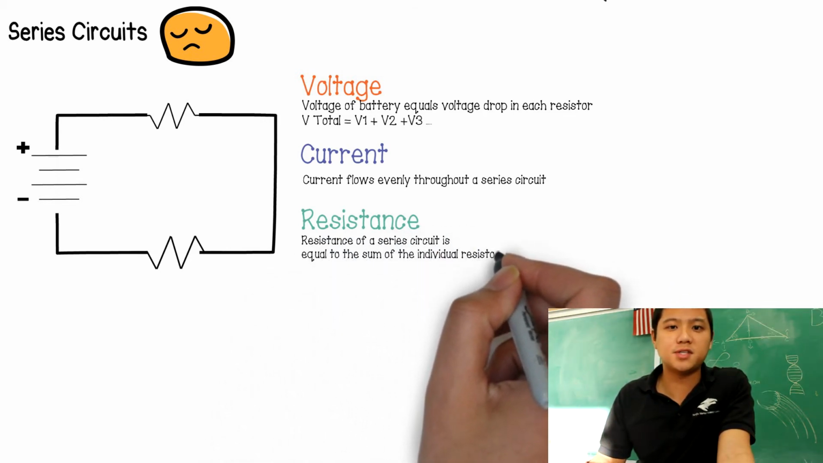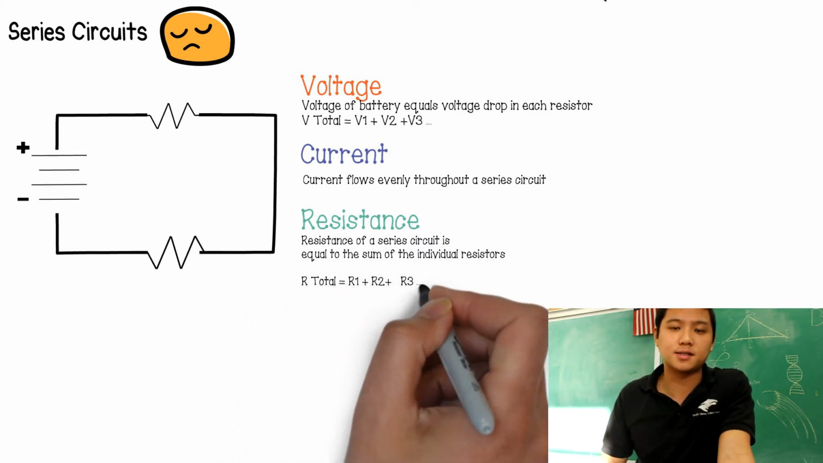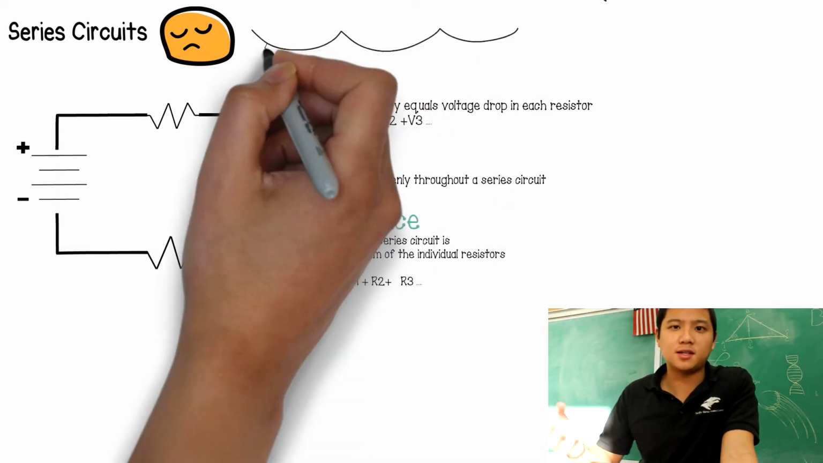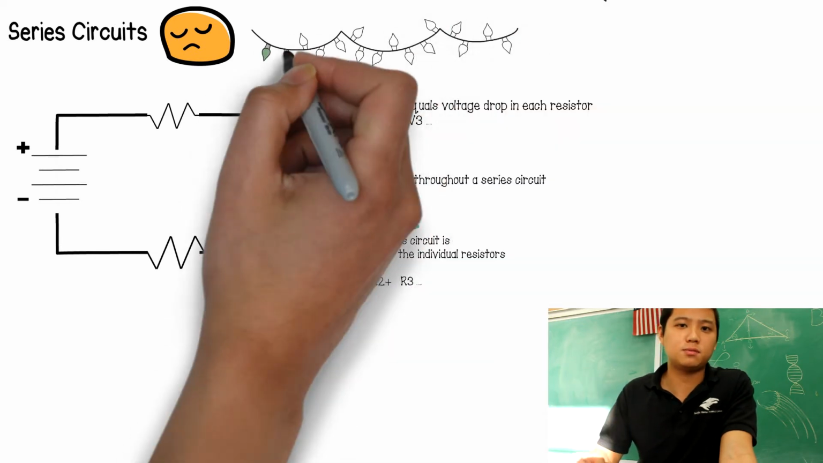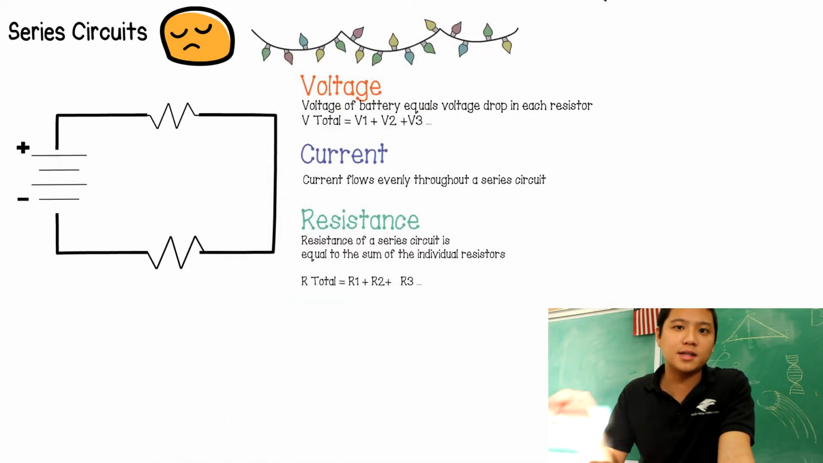Now an example of a series circuit is Christmas lights. Christmas lights are hooked up in series, and this can be kind of annoying because if you somehow pop or blow one of the lights, all of the lights in the rest of the circuit will also go out.